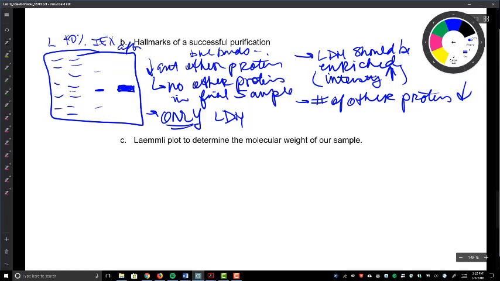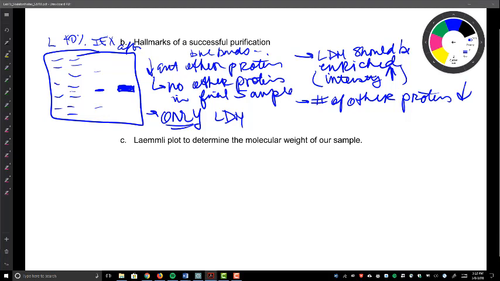So if you look at your gel and LDH is not the only band in your affinity sample, the questions you need to be asking yourself are, okay, so obviously this was not a successful purification, but is LDH enriched, and are the number of other proteins decreasing? Because then you're at least partially purifying your sample. And that's better than nothing, because at least you have somewhere to start.